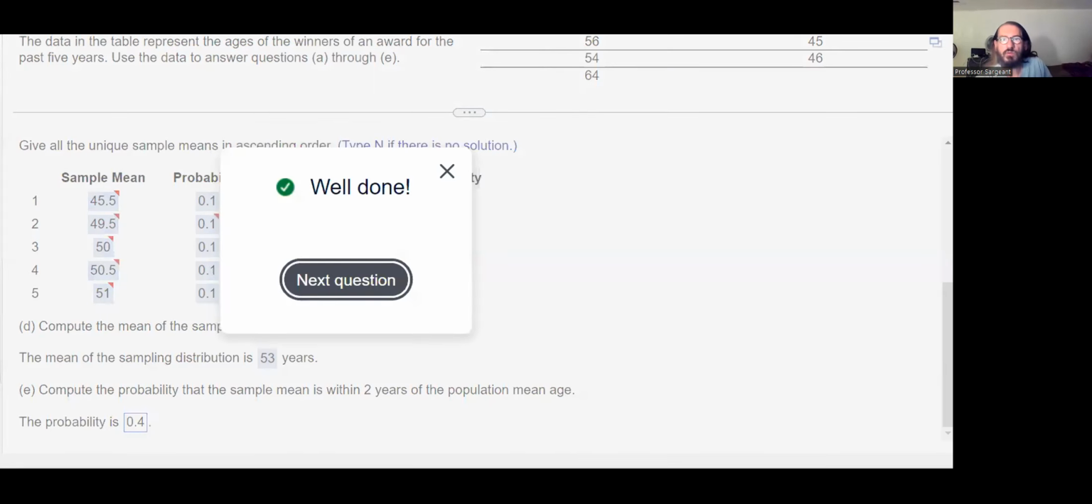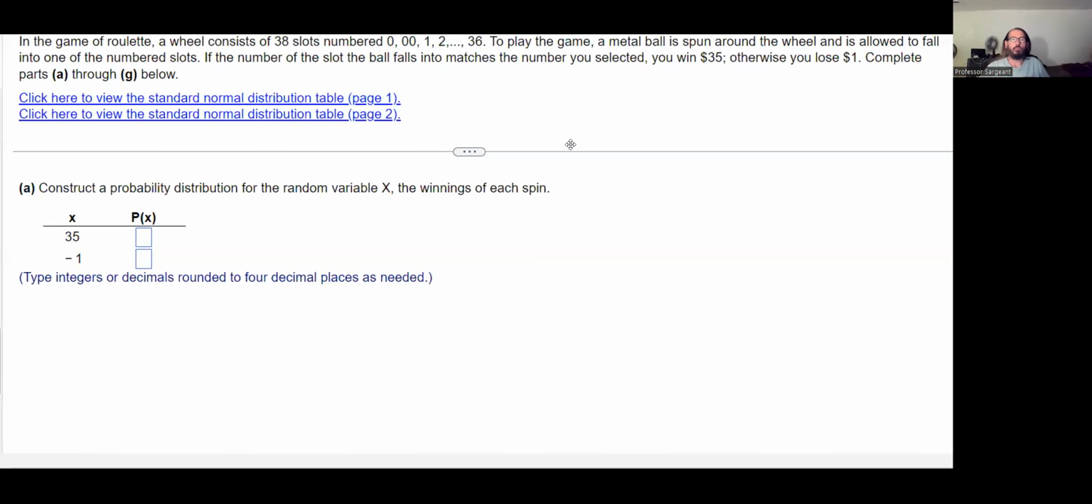Okay, let's see what's left to do. Should just be one more example. Here, let's try this out. Game of roulette, we have 38 slots, 0, 00, and then every integer from 1 to 36. If the ball falls into the slot that matches the number you selected, you win $35. Otherwise, you lose $1.